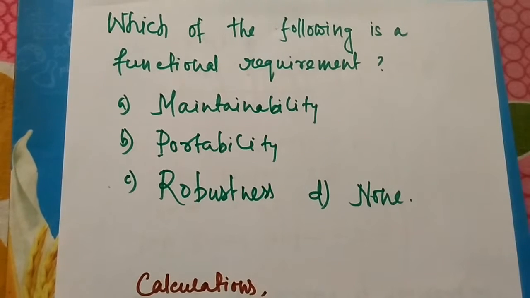And robustness means like if you are giving a wrong input to a software, to what extent will it give the correct output for that wrong input. This is called robustness. So all three options are not functional requirements. So option D is the correct option.